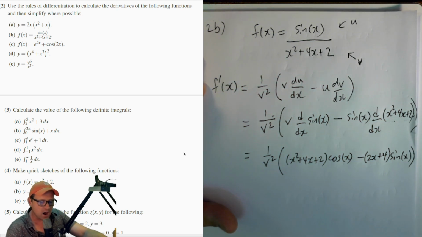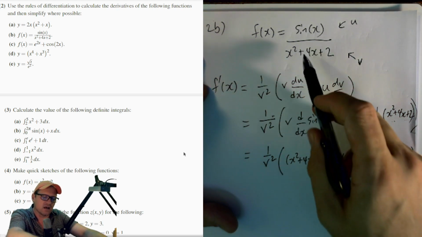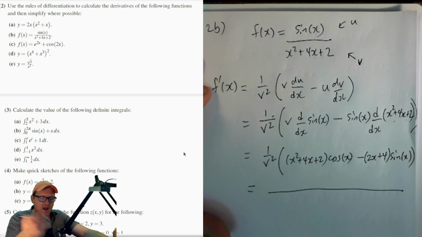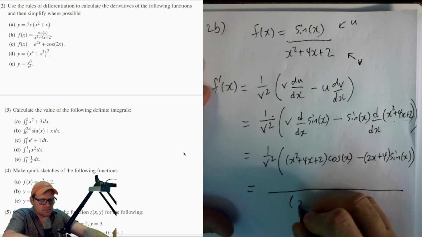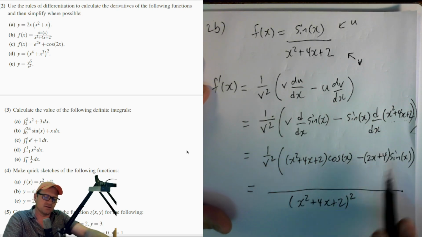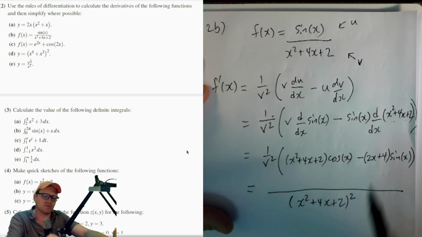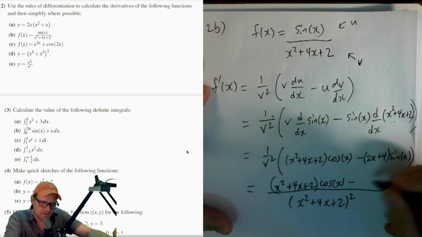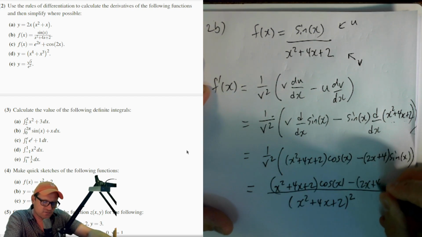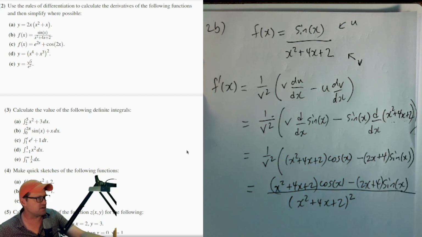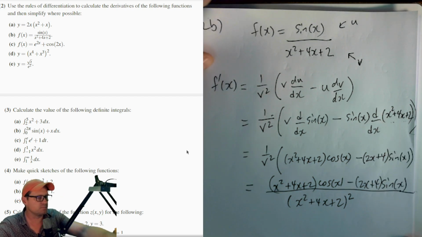Okay, so now let's fill in our last line, this denominator squared. So I'll put it over one fraction bar or vinculum as it's called. So x squared plus 4x plus 2, squared. Okay, and then in our numerator, these are not like terms, so let's keep those as is. So x squared plus 4x plus 2 times cos of x, and then minus 2x plus 4 times sine of x. Okay, there we go. And there's f dash. Okay, let's move on to part C.